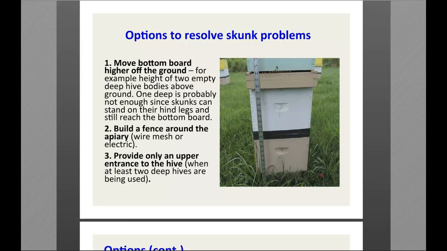And then I want to also just share with you a bit about some options to deal with skunk problems in the apiary. And first of all is moving the bottom board higher up off the ground. And for example, I now have them 2 supers above the ground. Now those supers are both empty boxes. There's no frames in them. They're just simply to provide height.